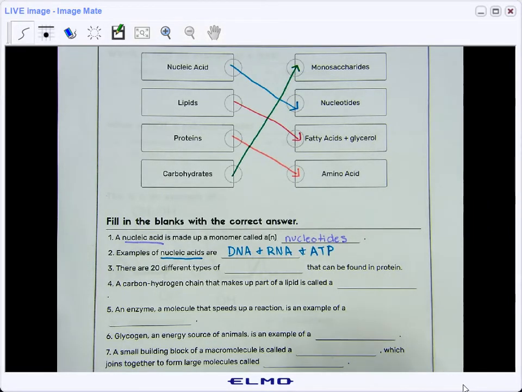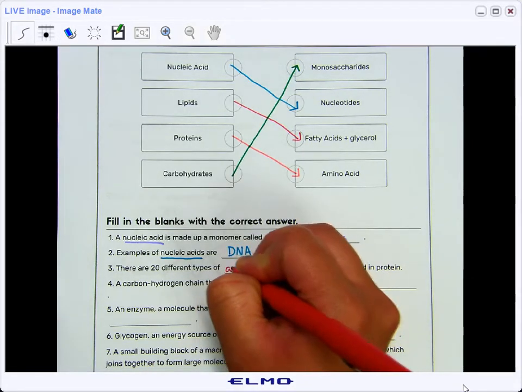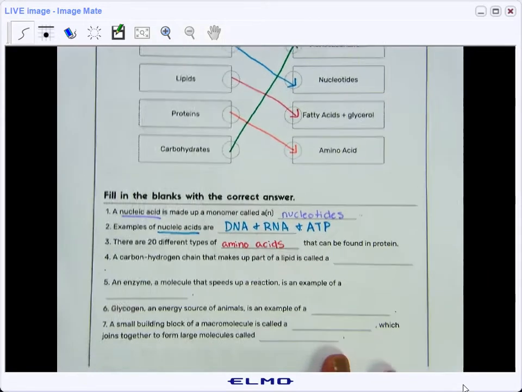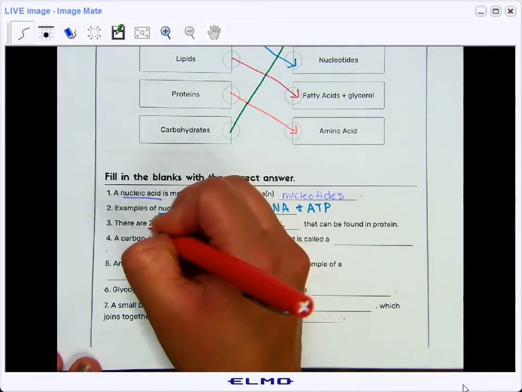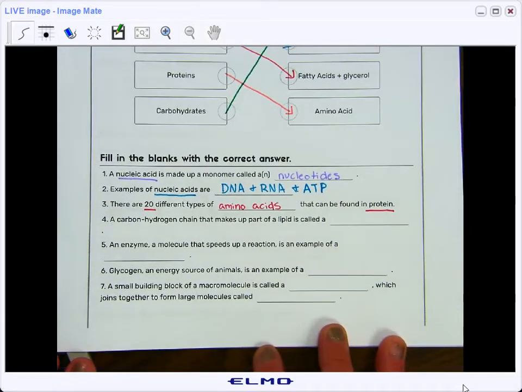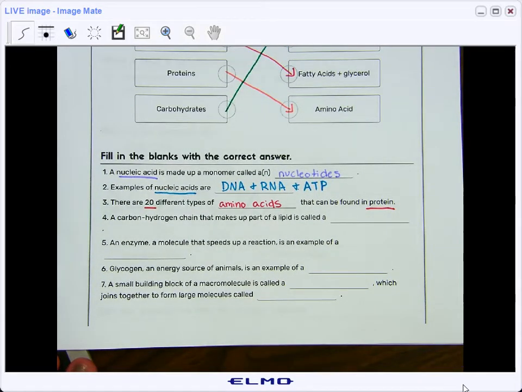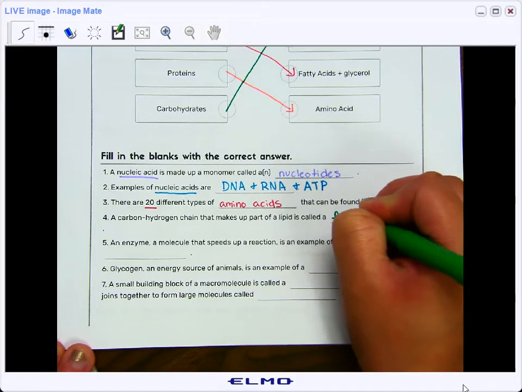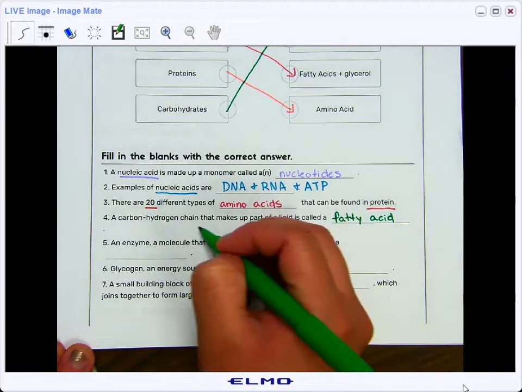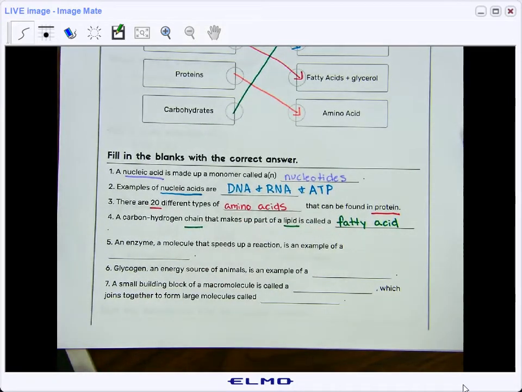There are 20 different types of amino acids that can be found in proteins. The keywords here are 20, because there are 20 amino acids, and protein. Amino acids make up protein. A carbon-hydrogen chain that makes up part of a lipid is called a fatty acid. The keywords here are lipid and chain. It's a fatty acid chain.